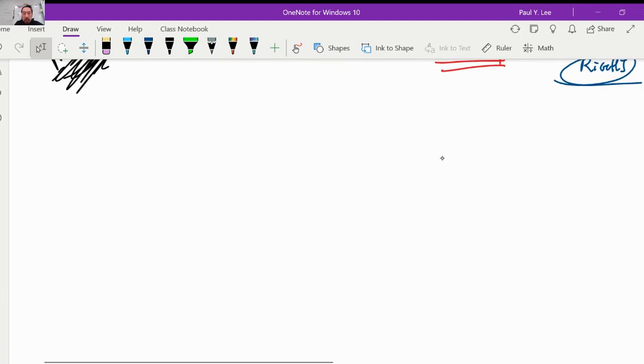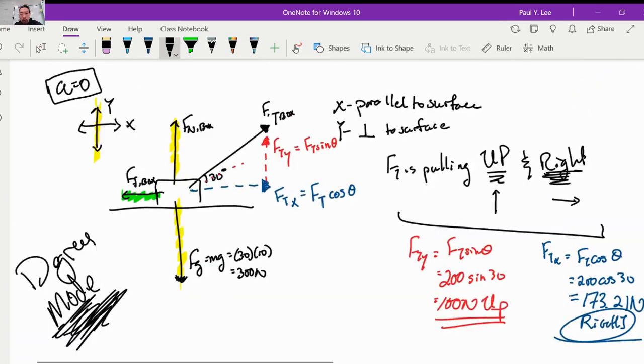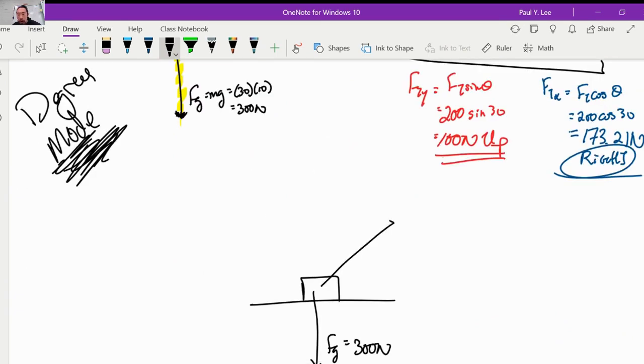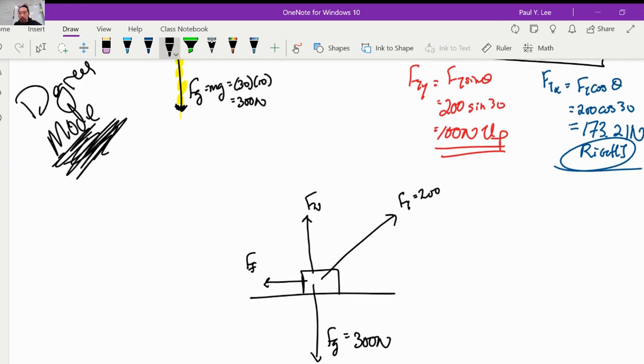So I'm going to redraw this so that I can fill in all the values that we found. All right. So we found that our F of G, I'm not going to go through the whole math, is 300 newtons. We have our F of T, and our F of T is 200 newtons. We have our F of F. Okay, I'm not going to do that just yet so I can show you how the math works out. And we have our F of N.